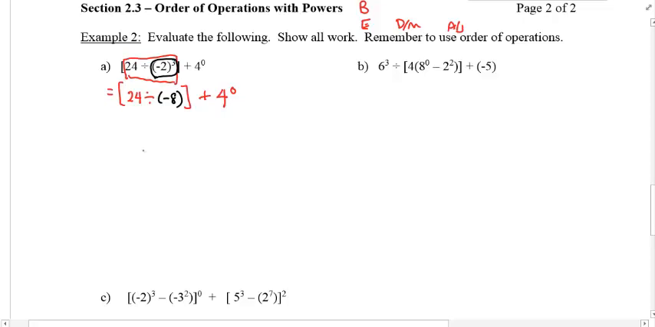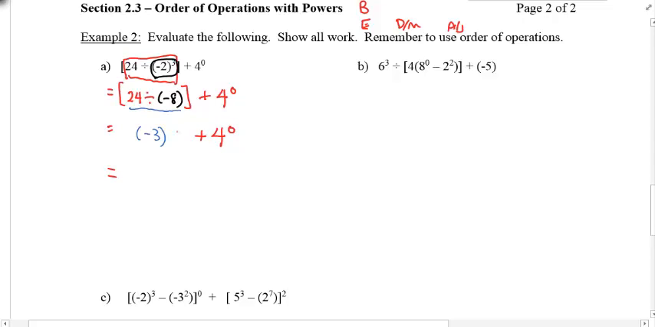I still have my brackets, so I still have to do the stuff inside the brackets. So the next thing I should do is just this part here, the 24 divided by negative 8. And that gives us what number? If you said negative 3, I'm happy. So I'm going to write down negative 3. Now notice here, do I need these square brackets and the curved brackets? Not really. That's like bracket overkill. So if you just want to write this as negative 3, you're more than welcome to do so. Don't forget, you still have this 4 to the power 0 we haven't done yet.